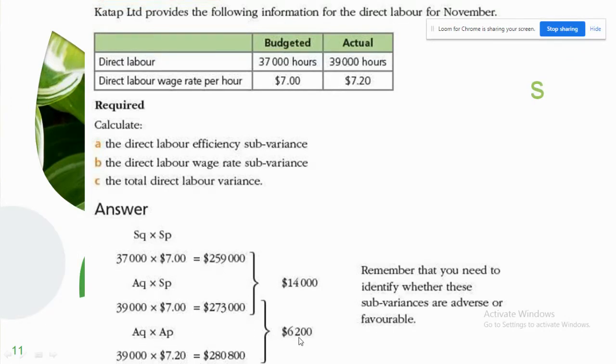We will get the answer. But if we look at it critically, is it adverse or favorable? Actual hours of 39,000 was supposed to spend $7 on each hour, but instead spent $7.2 on each hour. So 0.2 was excess. That is an adverse variance. We spent more than budgeted. So both subvariances were adverse.